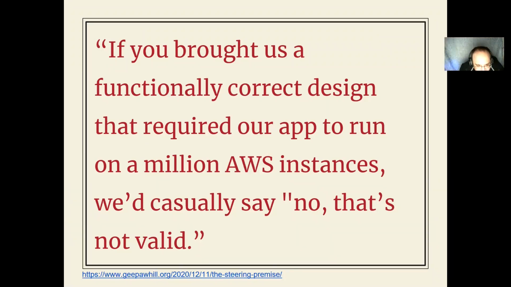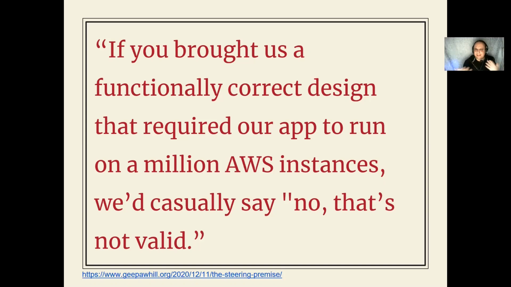A few weeks ago, you have the date at the bottom, there's a guy called Mike Hill. I hope some of you follow him. He talks about Agile and TDD and stuff, and he put out a lot of nice videos about TDD. He wrote in a blog post: if you brought us a functionally correct design that required our app to run a million AWS instances, we'd casually say, no, that's not valid.